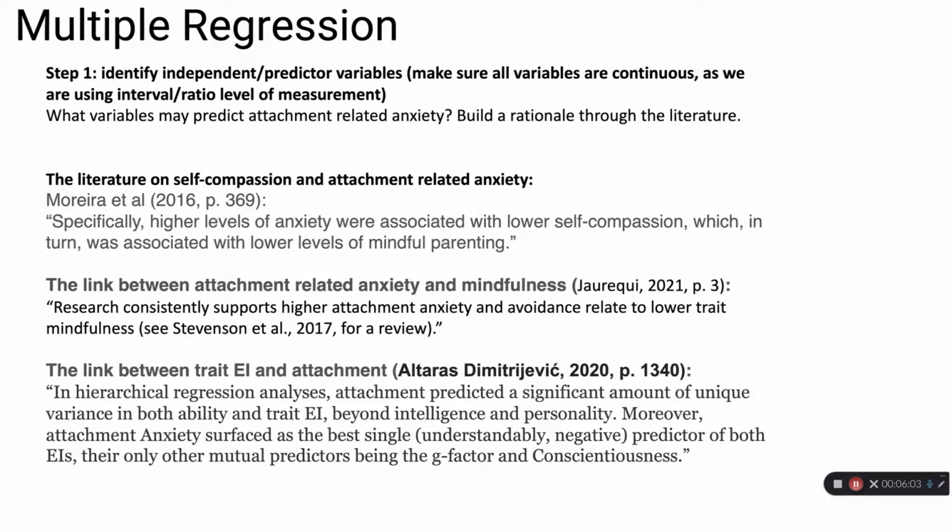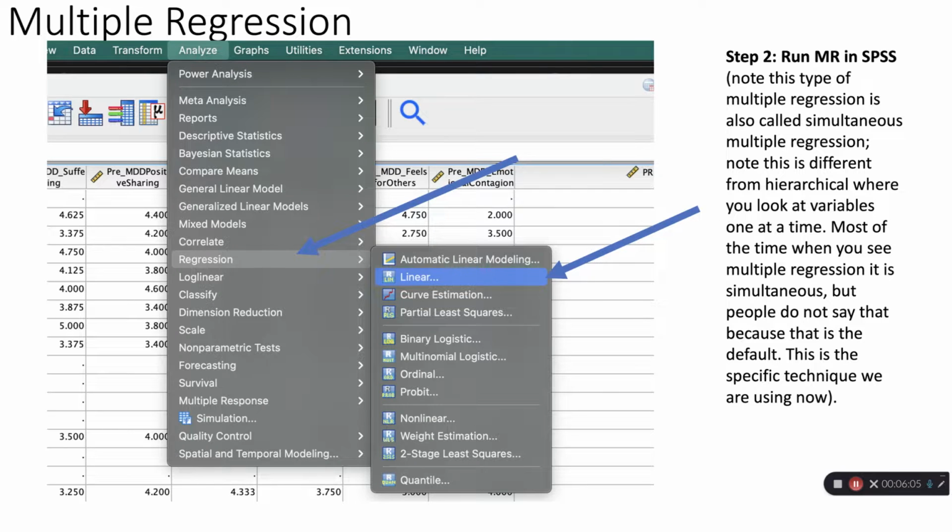So once we have our variables selected, independent and dependent, then we're ready to go into SPSS and conduct the multiple regression analysis. So we open our data set, and first we click on Analyze. This drop-down menu appears, and we click on Regression. Once we click on Regression, another drop-down menu appears, and we want to click on Linear.